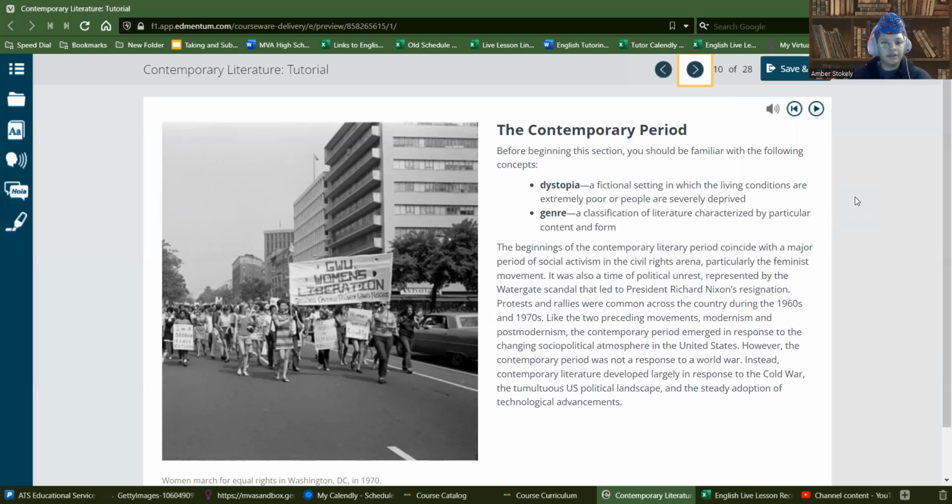Let's see. Slide 10 is the contemporary period. So it says, before you begin, be familiar with the following. They give you some information. It's two things, genres. I'll start there. A genre is a classification for literature that's characterized by particular content and form.